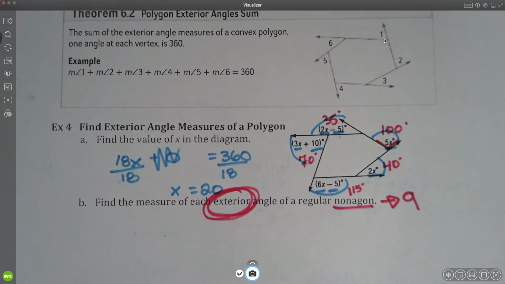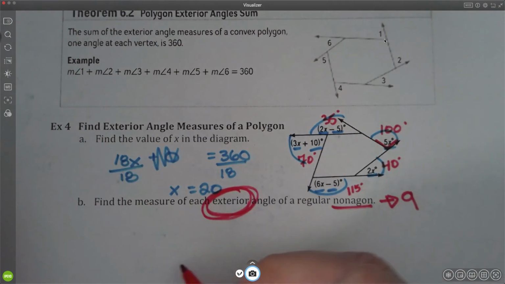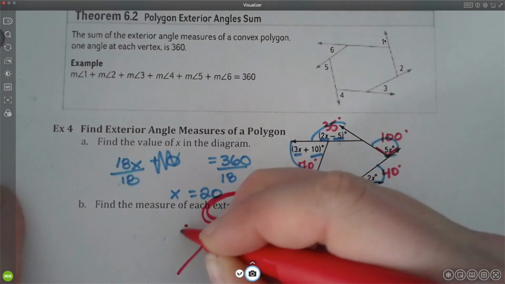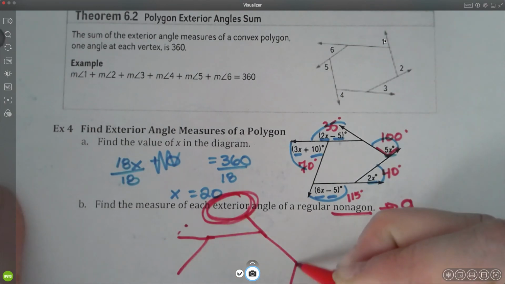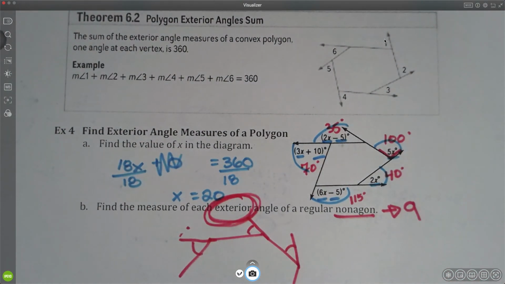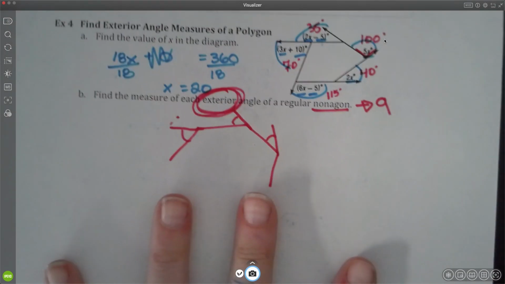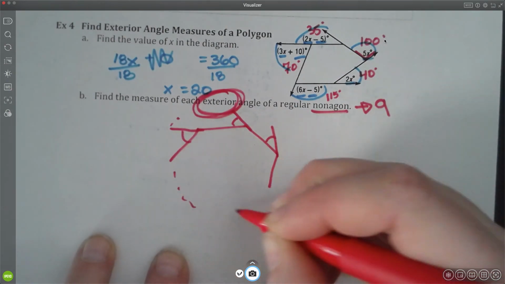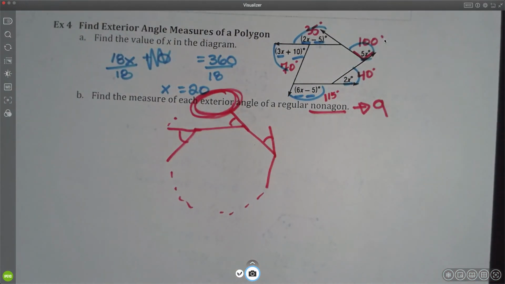A nine-sided figure. Okay? So I've got a nine-sided figure, and if I go all the way around, I want to know what each one of these guys are. Are they all the same? Yeah, I can't see the thing. Well, whatever. He's going to dot, dot, dot all the way around. Are all those angles going to be the same? How do you know? Because it says regular. So all of those are going to be the same.